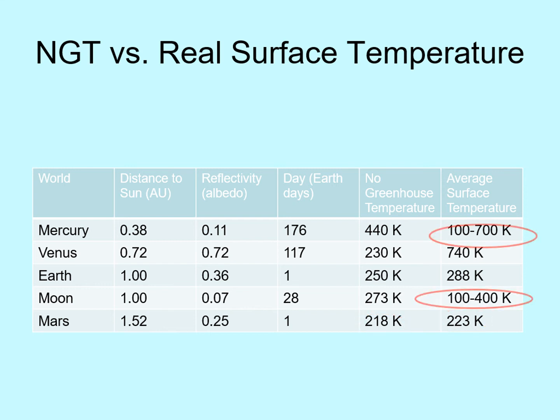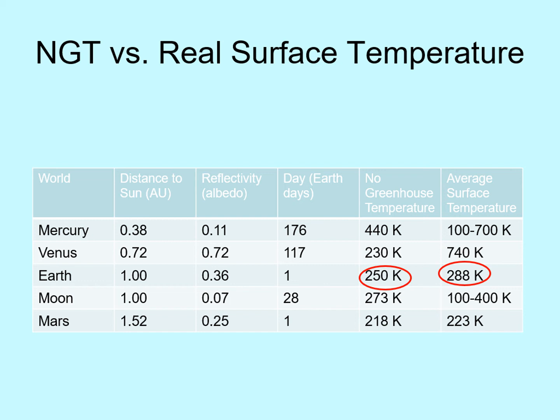Mercury and the Moon have huge changes between their day and nighttime temperatures because they both spin very slowly. However, the average is still close to the no greenhouse temperatures, 440 Kelvin for Mercury and 273 Kelvin for the Moon. For the Earth and Venus, the no greenhouse temperature isn't such a good description of what's going on. On Earth, the actual temperature is 288 Kelvin, almost 40 Kelvin warmer than the no greenhouse temperature.